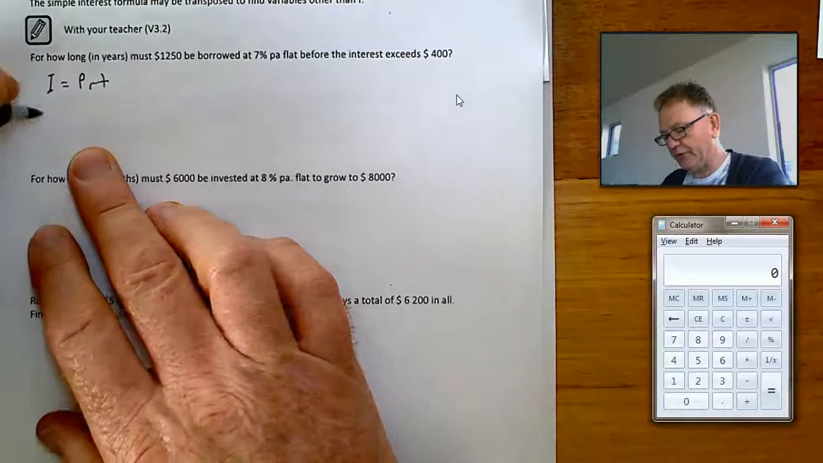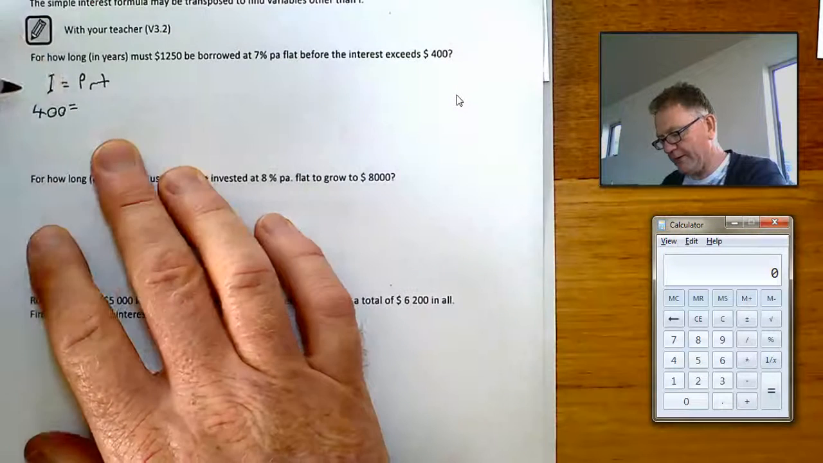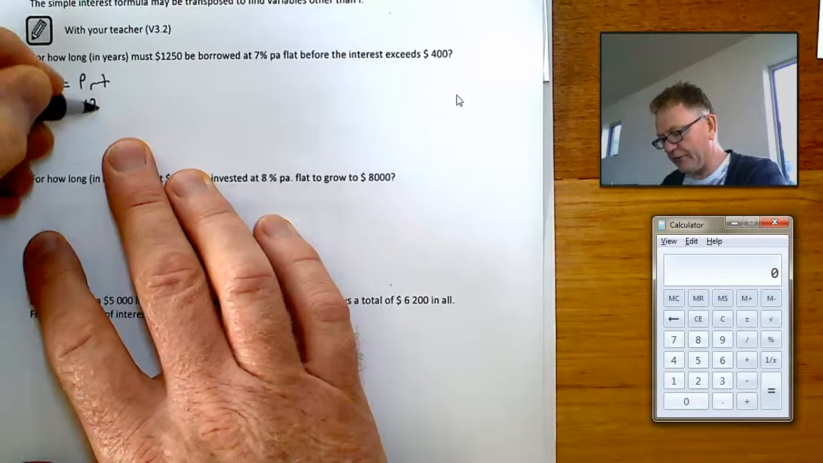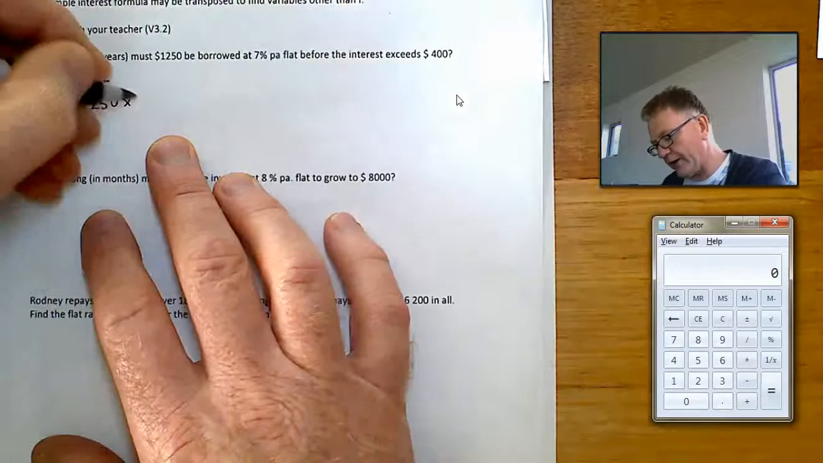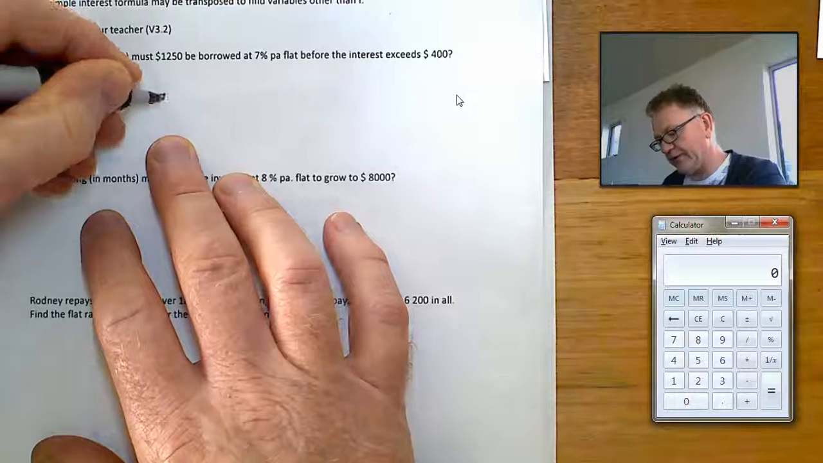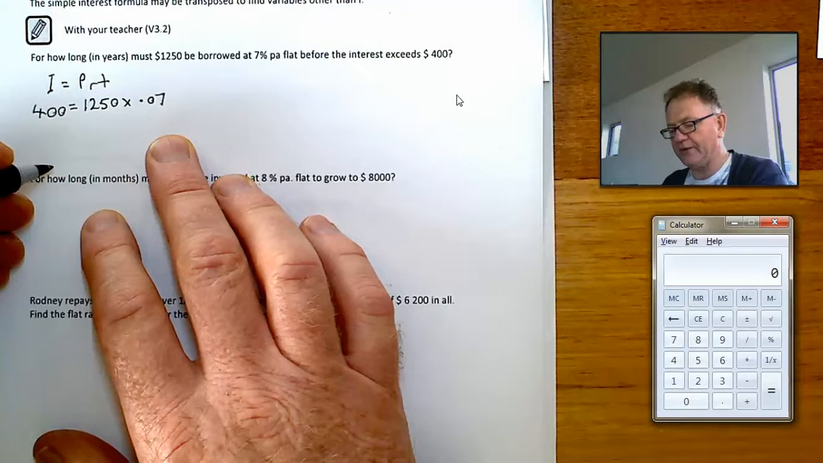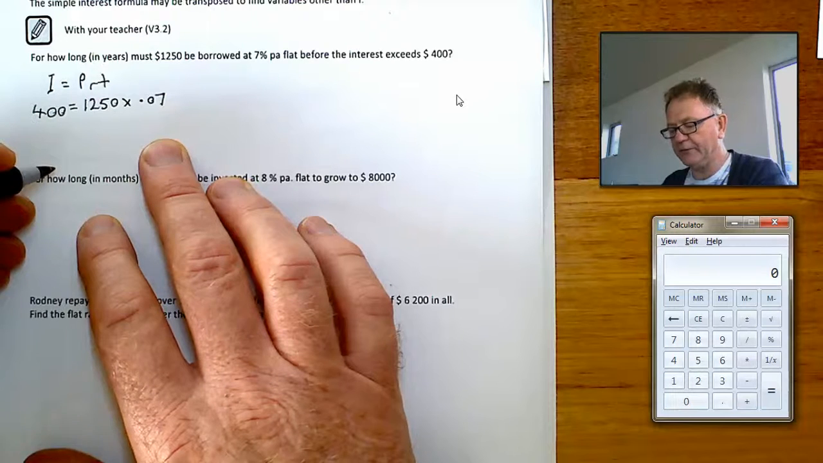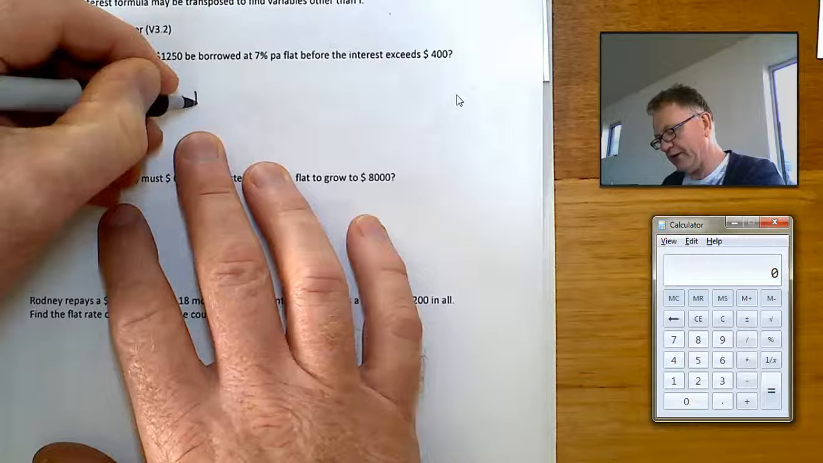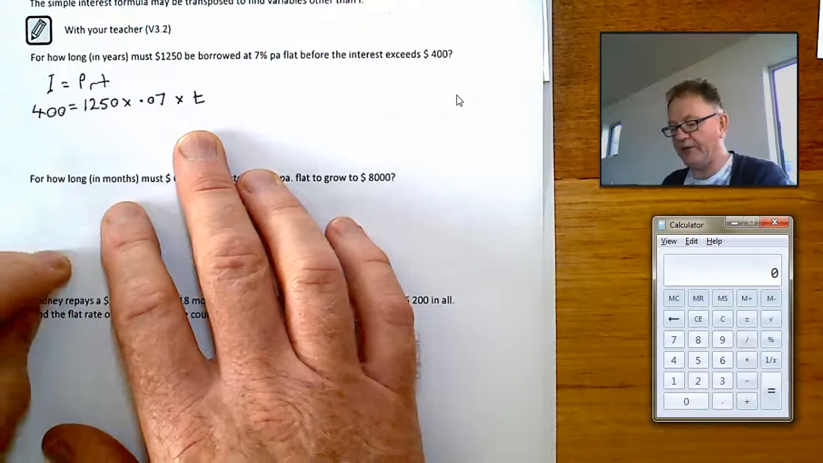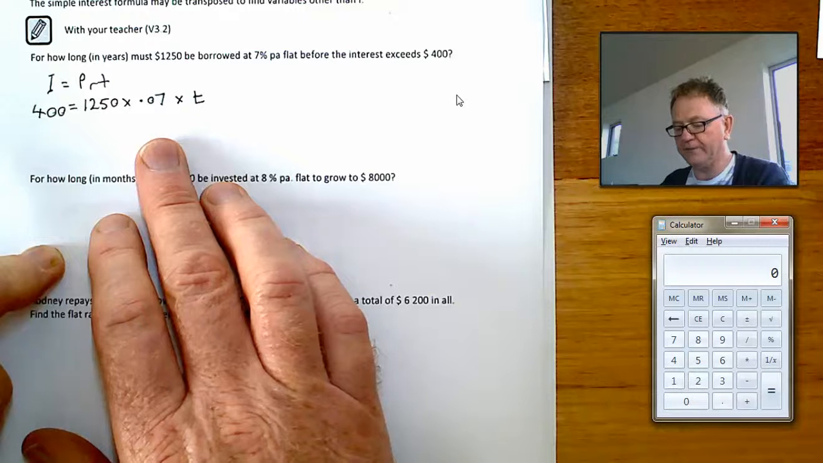So the interest is $400. The amount borrowed was $1,250. The interest rate was 7%. Now I'm going to write that as 0.07 because it's easier to handle. 7% as a decimal, 7 over 100 equals 0.07. I've changed the percentage into a decimal. Times t. Now we have to find for how long. So we have to find t. We know all the other variables.